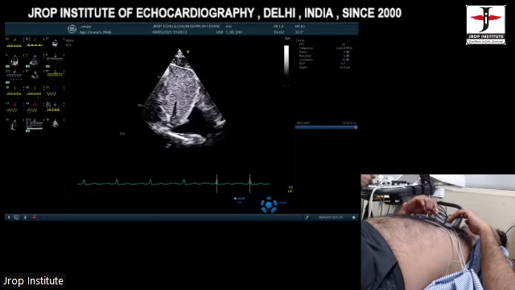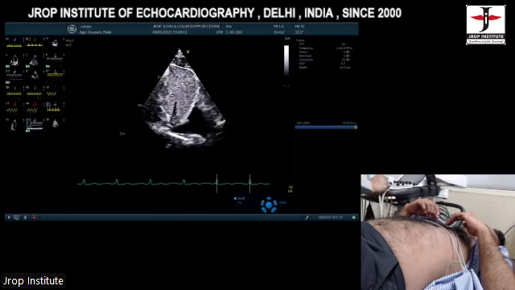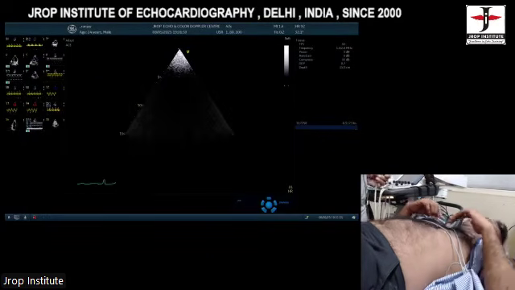You said it is to be calculated at the papillary muscle, or are you saying at the valve level? No, at the tip of the valve level. From the papillary level, I'll just show you both things together.